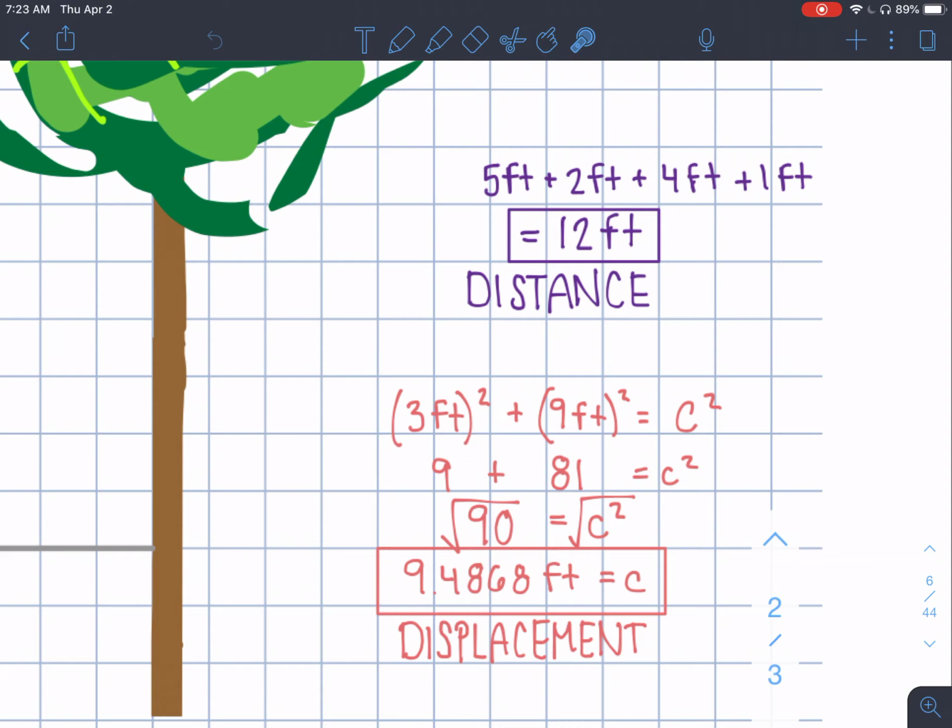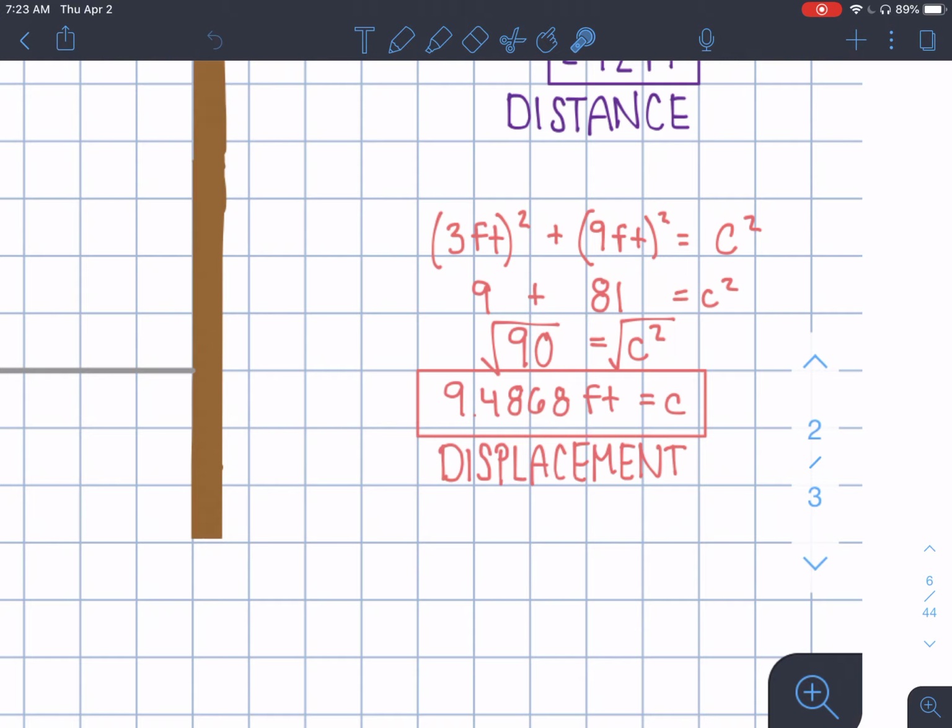So here's my distance calculation, just adding up all of the different distances that I traveled. Comes up to 12 feet. For the displacement, this was one side of the triangle, this was another side of the triangle. The C is the hypotenuse. So you need to square those individually. And to get C all by itself, you need to square root both sides. So my displacement, that is unrounded, not to the correct sig figs, is a little under 9.5 feet.